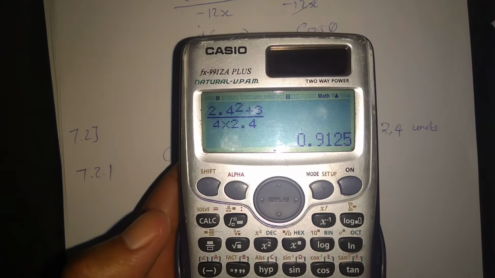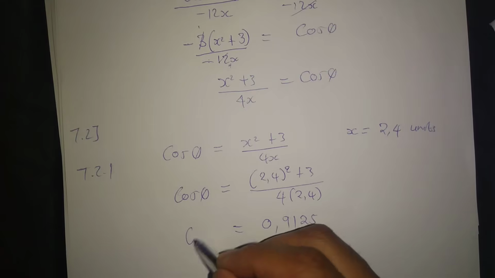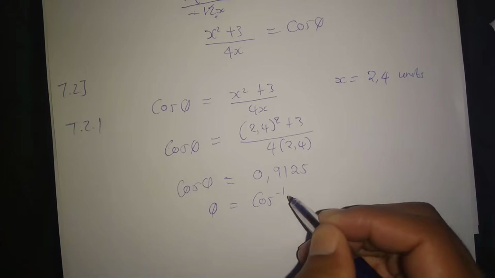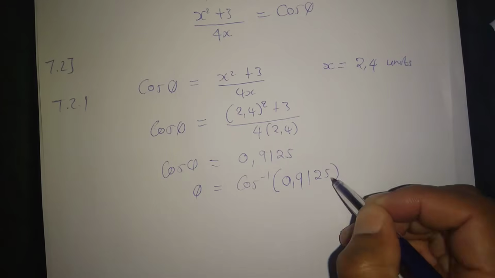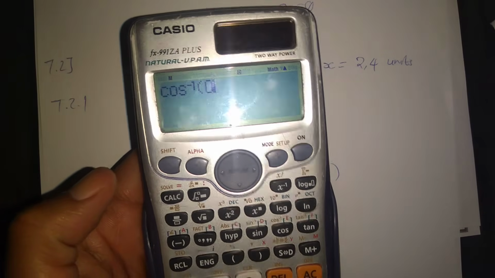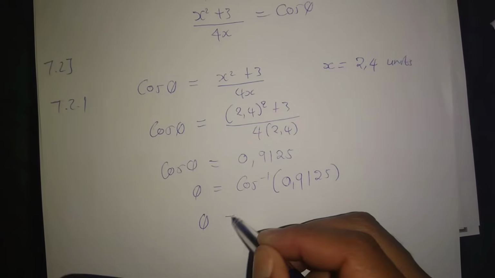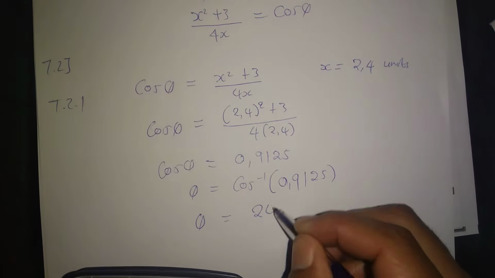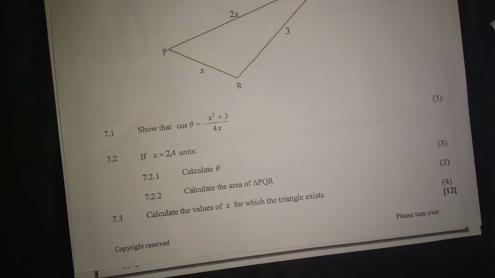okay, let me fix this. So now I answer again. It's equal to 0.9125. So cos theta is equal to this. The second function of cos will give us the angle of theta. So it's second function cos 0.9125 equals, theta is equal to, write it in 2 decimal places, shift. Second function is 24.15 degrees. Now answer it.